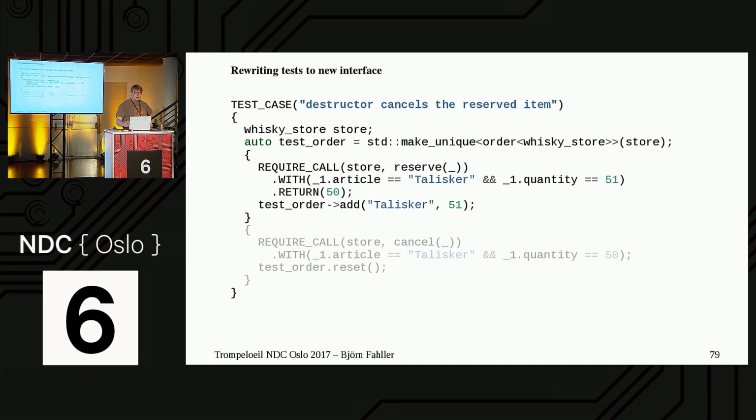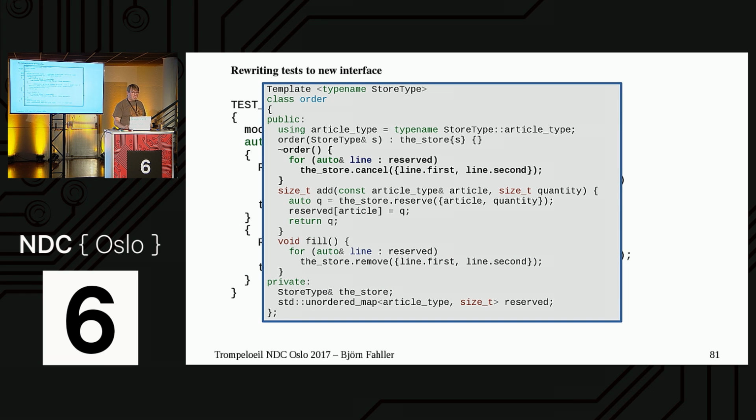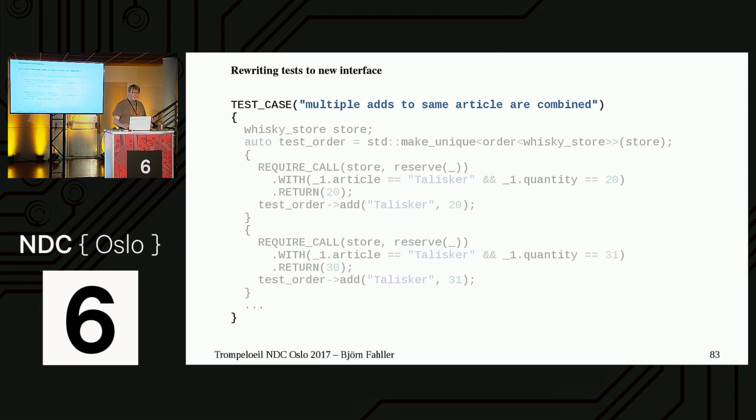So we have more tests. Destructor cancels the items. You may have noticed on the previous slides that I cheated and actually leaked memory because I didn't want to run the destructor. Debatable technique, I know, but again, the same first scope, identical, and then just the expectation that cancel is called, and reset to run the destructor. Nothing new. Implement the destructor, and everything works. This is getting a bit boring.